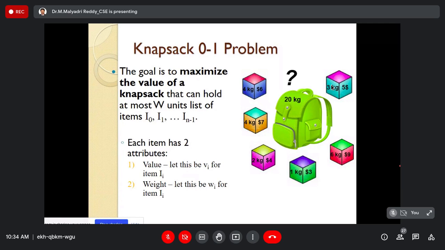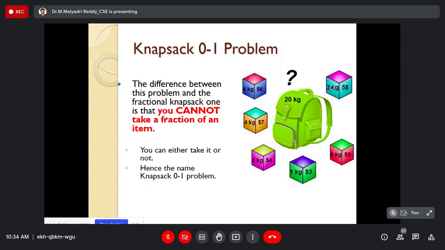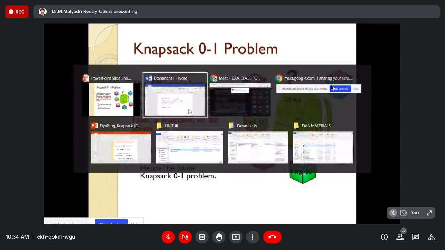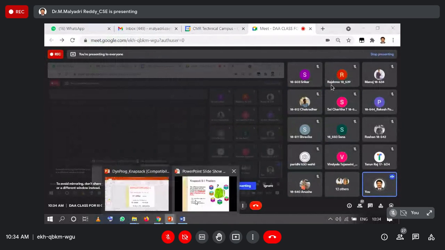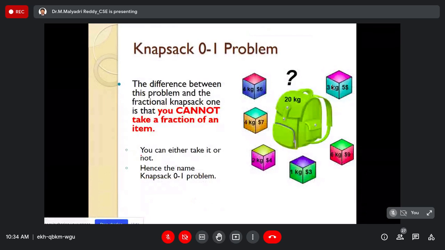So this is the knapsack problem. The main point is that you cannot take any fractional value from the items. We need to include the complete object in the knapsack, but not a fractional value. You can either take it or not, but not a fraction. That is why it is simply named the 0/1 knapsack problem. There is no fractional value in that problem.